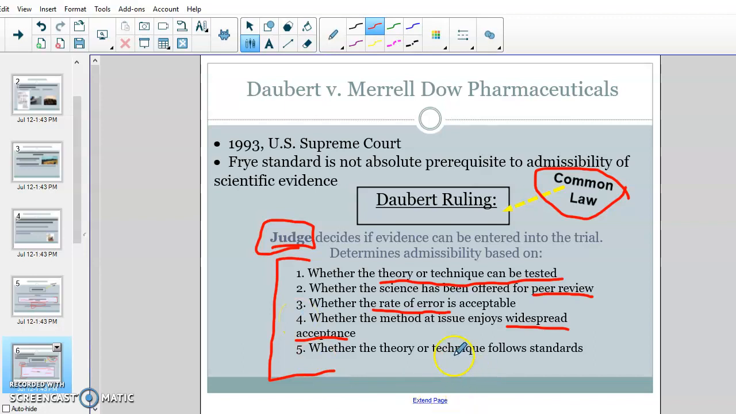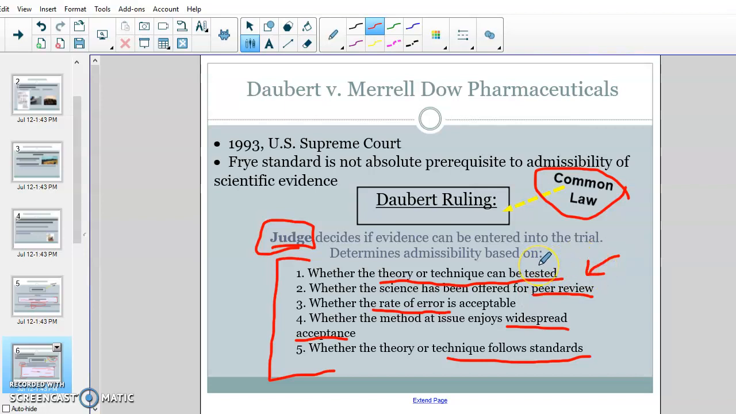And then whether the technique or theory follows standards, which means are there protocols set in place so somebody else could run the test as well. So say we go back to our fingerprinting example. If we had a new fingerprinting technique that had a rate of error that was acceptable, say we ran it 1,000 times and only one time did it come back bad, its rate of error was extremely low. It had been offered a peer review, which means several forensic scientists had used it, had said it was acceptable.